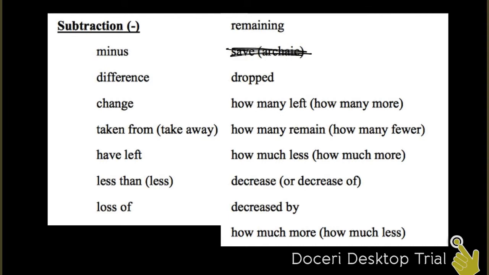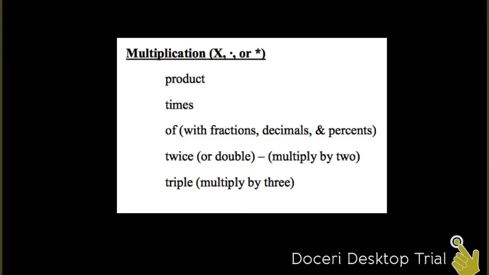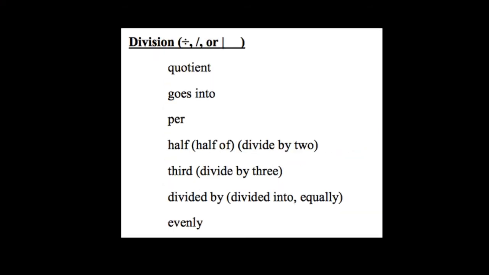Okay, here's some for multiplication. Not as many here. One that's not on that list that you could add would be each. So if you have two things and they each weigh 3 pounds, then they'd weigh 6 pounds altogether because you'd multiply them together. And here's some for division.